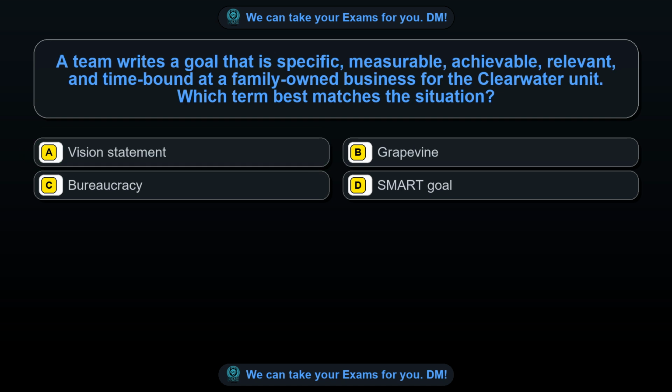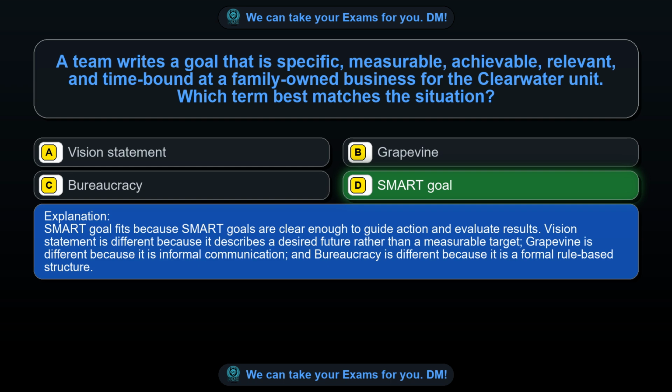Question 25. A team writes a goal that is specific, measurable, achievable, relevant, and time-bound at a family-owned business for the Clearwater unit. Which term best matches the situation? Option A, vision statement. Option B, grapevine. Option C, bureaucracy. Option D, SMART goal. The correct answer is option D, SMART goal.